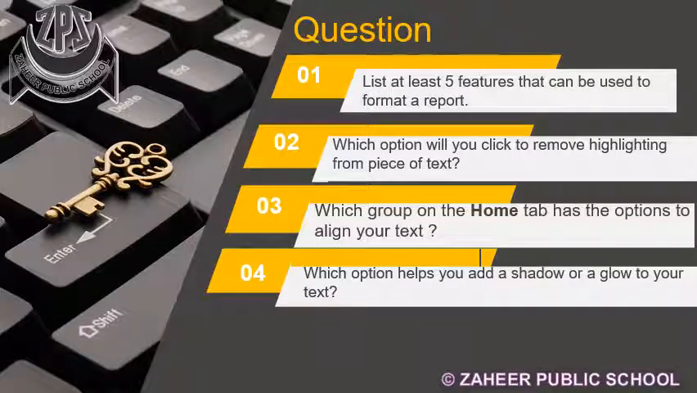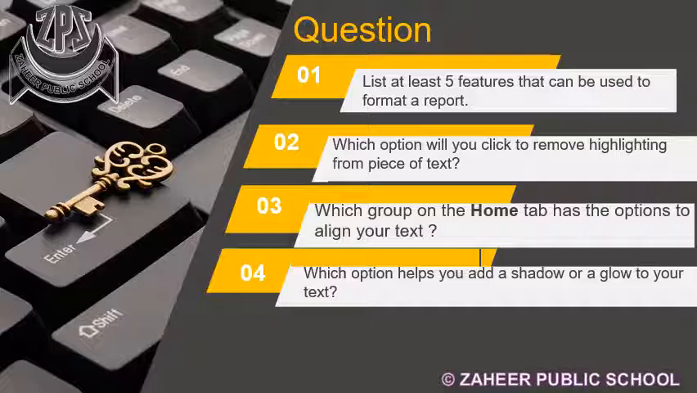Now move to the section of questions and answers. Note down these questions from this slide in your copy and answer the questions by yourself. I will explain the answers also. In the first question, you have to give the 5 features that can be used to format a report. These 5 features could be the fonts, font colors, font sizes, font styles, and the alignment of a text to format a report.